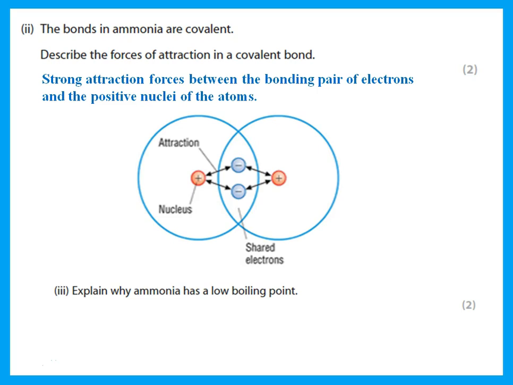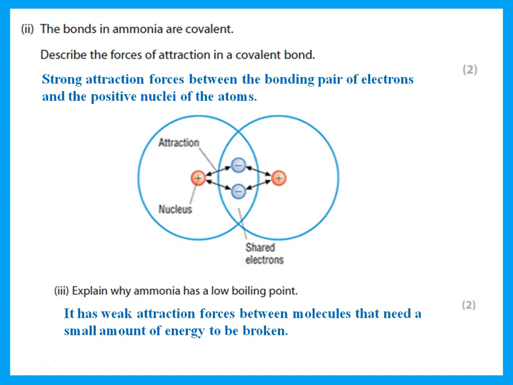Explain why ammonia has a low boiling point. Again, if he says why anything has low boiling point or low melting point, it is because it has what? It has weak attraction forces between molecules that need a small amount of energy to be broken. Anything that has a low melting point or a low boiling point would mean that it is a simple molecular structure. And a simple molecular structure has weak attraction forces between molecules that need a small amount of energy to be broken.